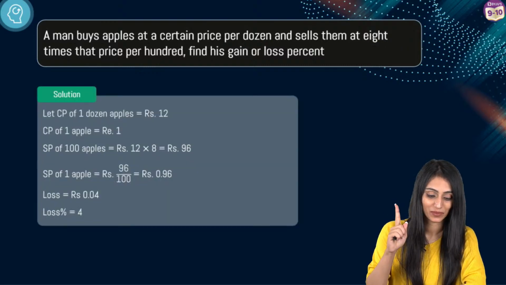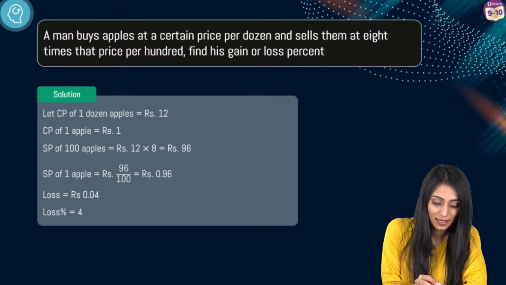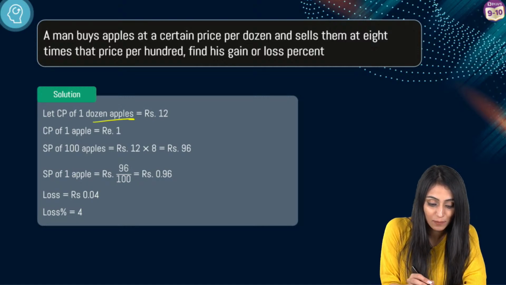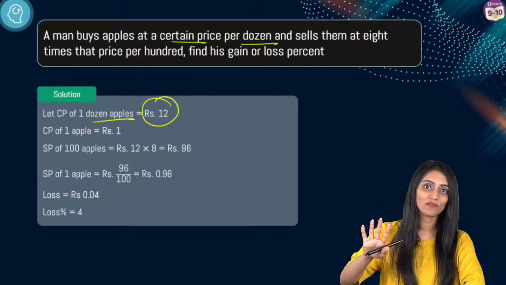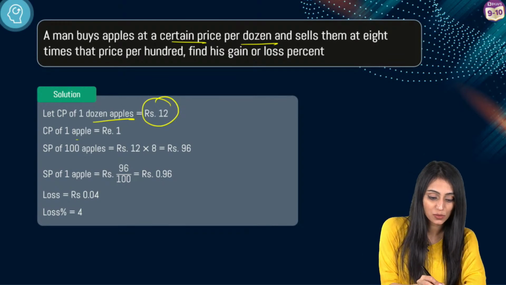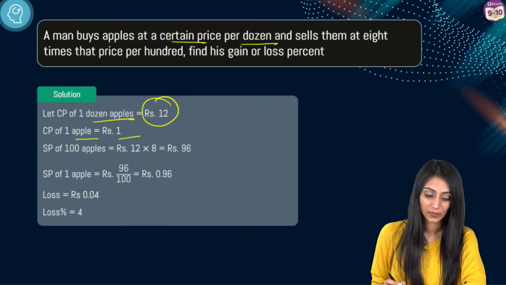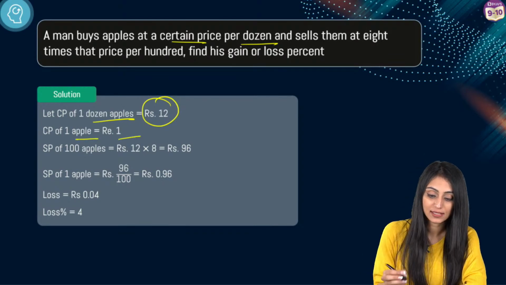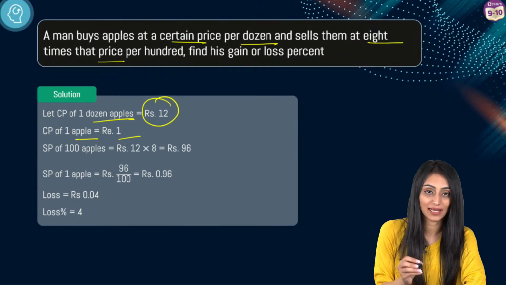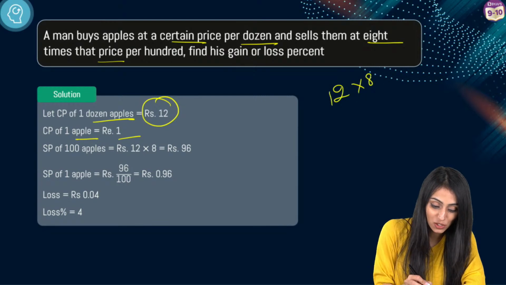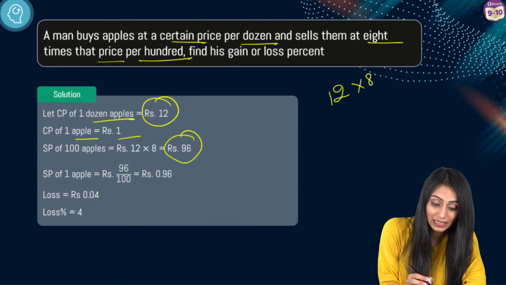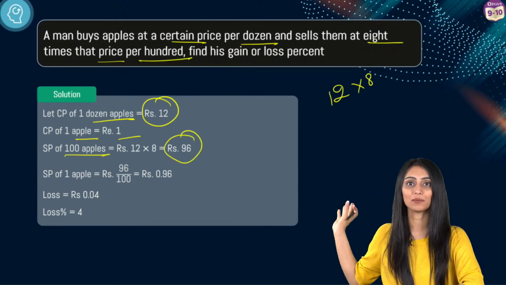So for 1 dozen, we don't know what the cost price is. Let's say he buys apples at a certain price per dozen, let's say it is rupees 12, right? In 1 dozen we have 12 apples, price is 12. That means cost price of 1 apple is rupees 1, right? And selling price is 8 times that price. If cost price is 12, selling price is 8 times of that. That's going to be 96, but it is per 100. For 100 apples, the selling price is 96.